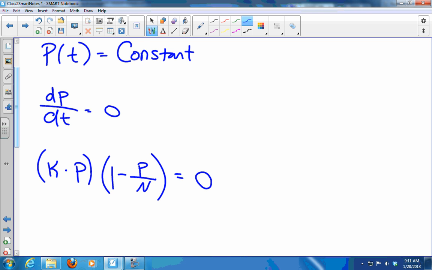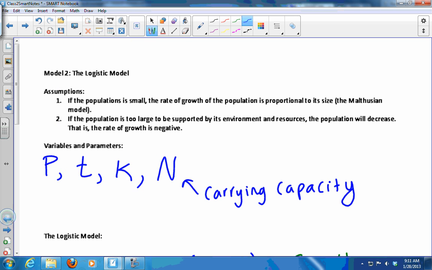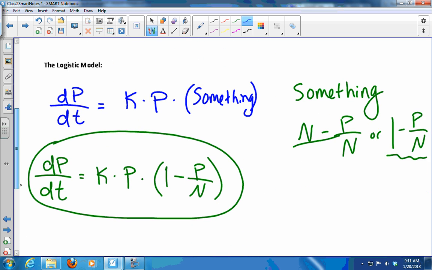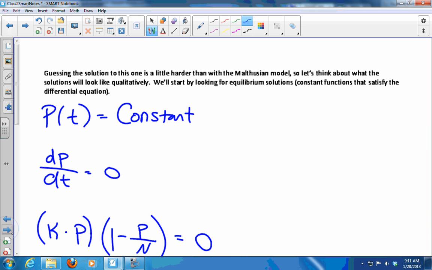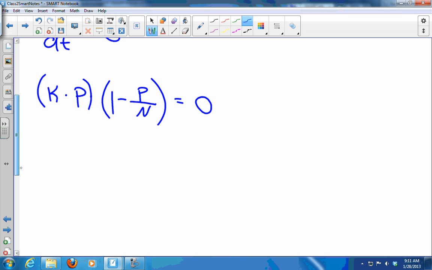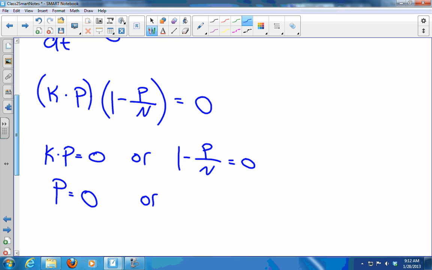Well, let's assume k is positive, because if k were 0, when we look at the model, then dP/dt would just always be 0. So there's two possibilities. If we're assuming k is positive, then either k times P is 0, or 1 minus P over N is 0. Solve each of these. P is 0, or P equals N. So I have two equilibrium solutions.